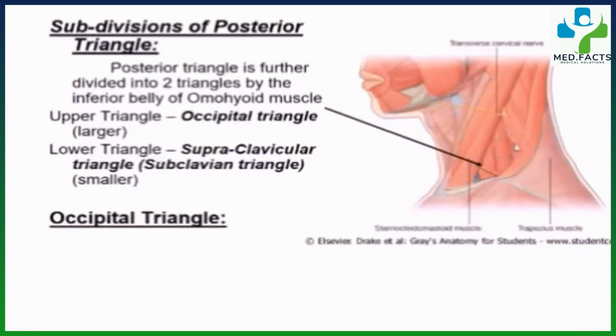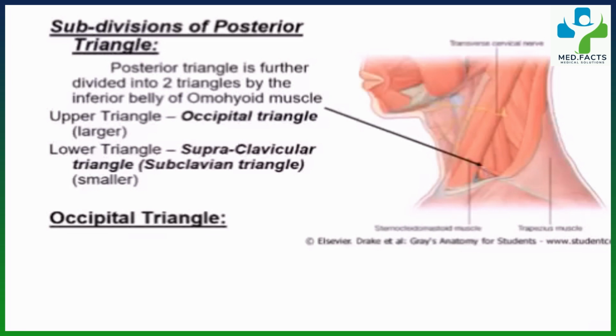The superior part will be called the occipital triangle. The part which is below this will be called the supraclavicular triangle, because it is above the clavicle. Supra means above the clavicle, so it is called the supraclavicular triangle, or it is also called the subclavian triangle. Why it is called so, I will discuss later.